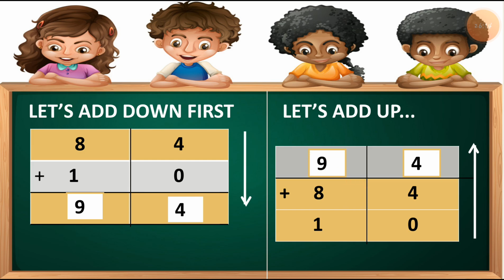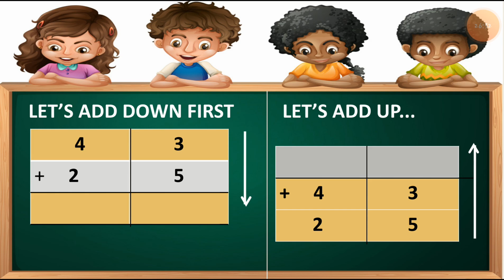So you can check our answer is the same on both sides. Downside is 94 and upside is also 94. So you can see our answer is the same. We are not getting a different answer. So our addition sum is right.